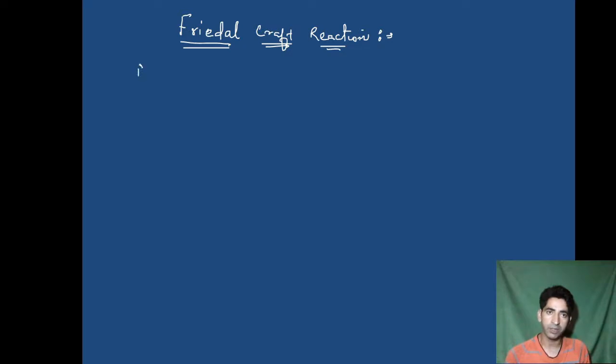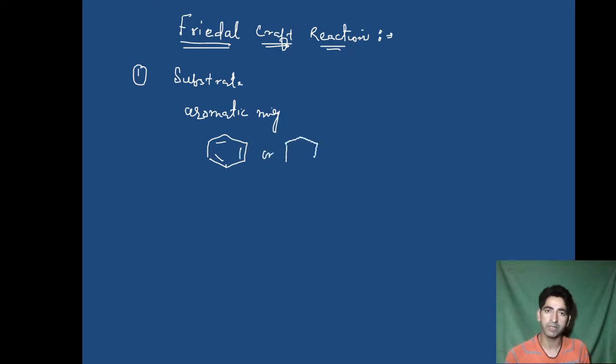Now first important thing is the substrate, which is an aromatic ring. So we have an aromatic ring, that is a benzene ring, or we have a substituted benzene ring. I may write this substituted benzene ring like this, where we have a substituent R attached to it.